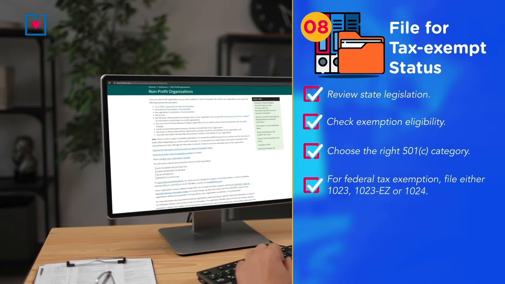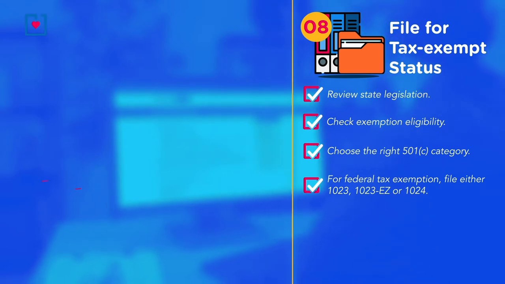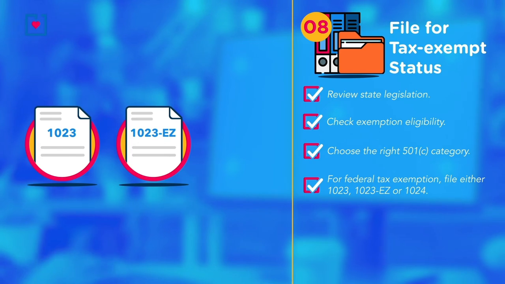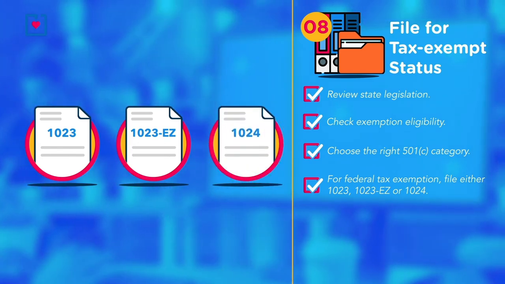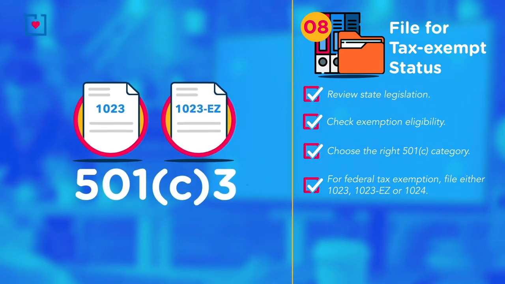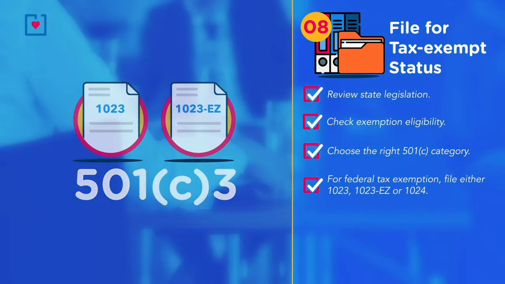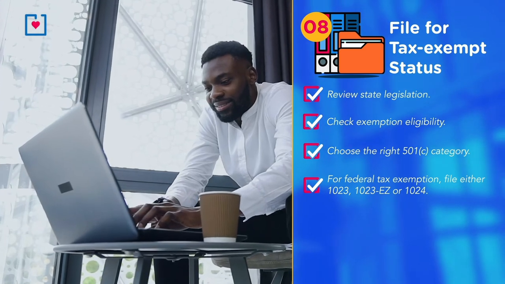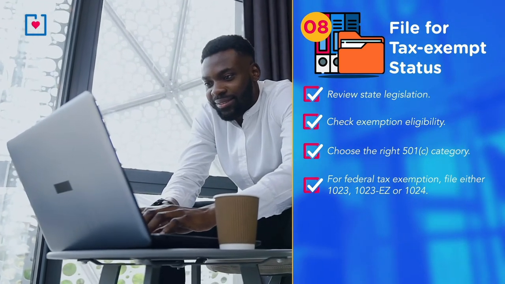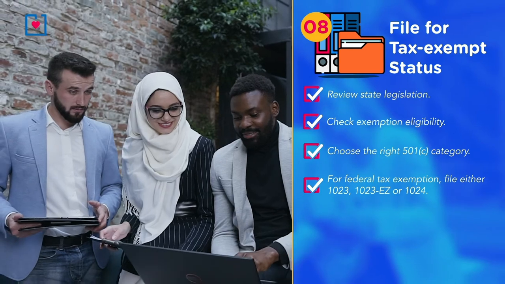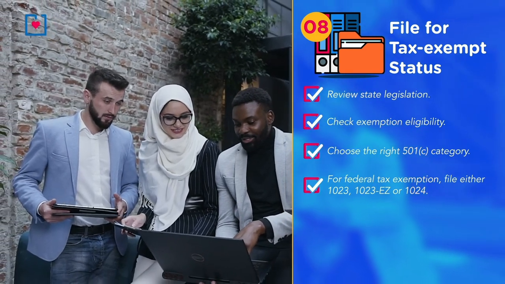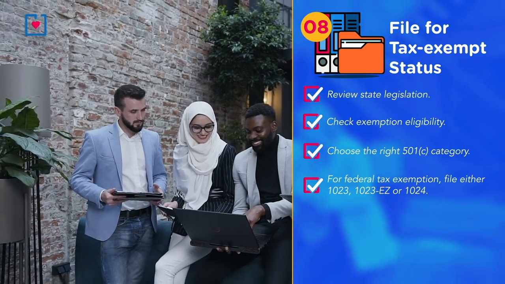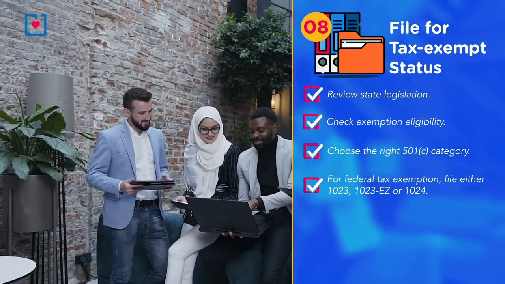To apply for federal tax exemption, you'll need to file either a Form 1023, Form 1023-EZ, or Form 1024. Both 1023 forms are for the 501(c)(3)s. The IRS has an eligibility worksheet that can help you determine if you can fill out the shorter 1023-EZ, or if you need to file a regular 1023. If you plan to file as any other 501(c) type, you'll apply with Form 1024.